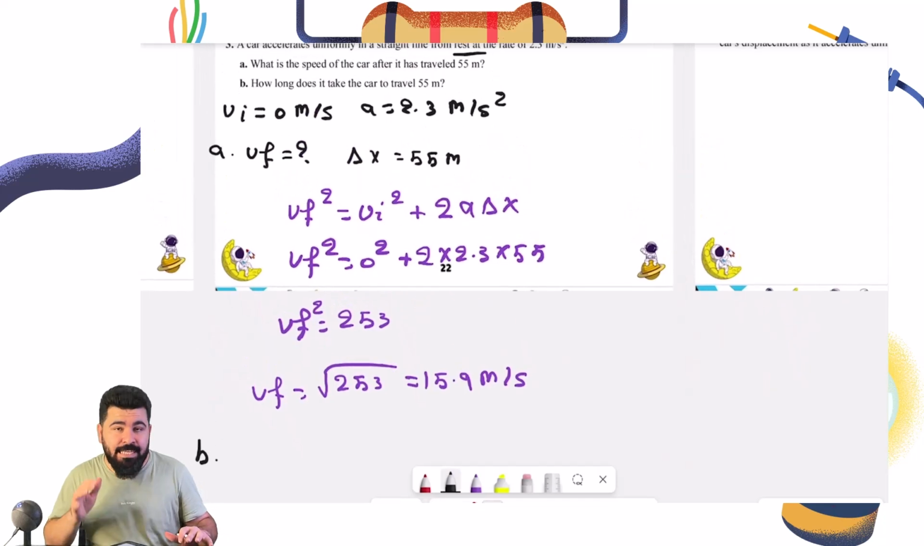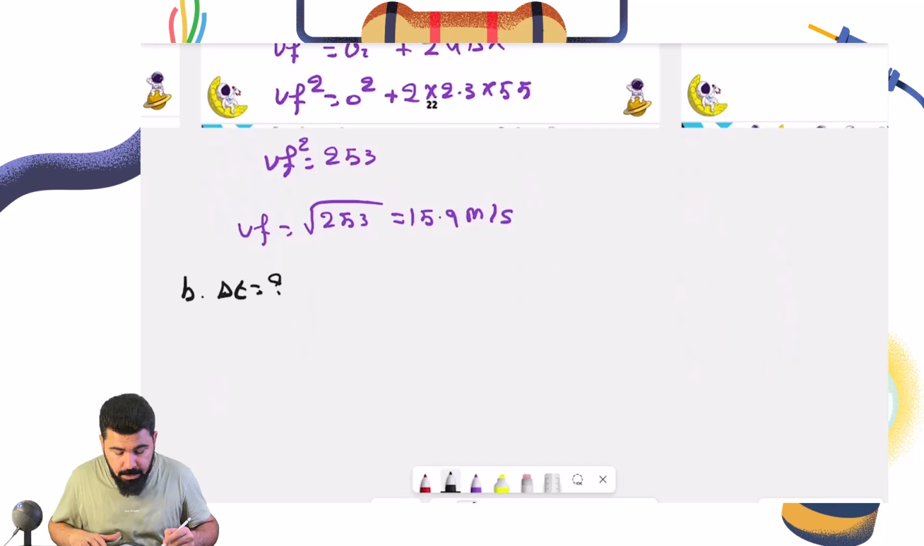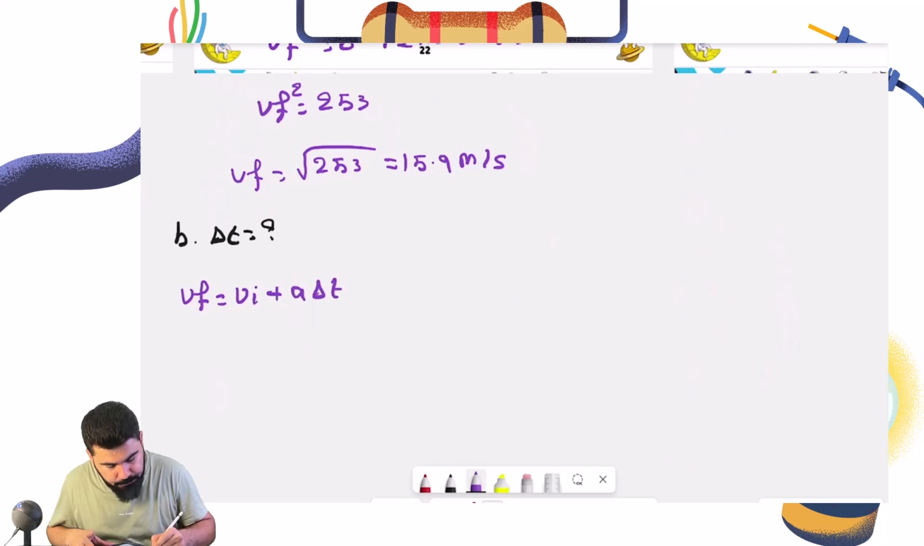How long does it take? Whenever you see this expression in a question, it's asking for time. Okay, how long does it take? So delta t is equal to what? Which equation are we going to use? We're going to use V final, which is equal to V initial plus A delta t. Or you can use the other equation.